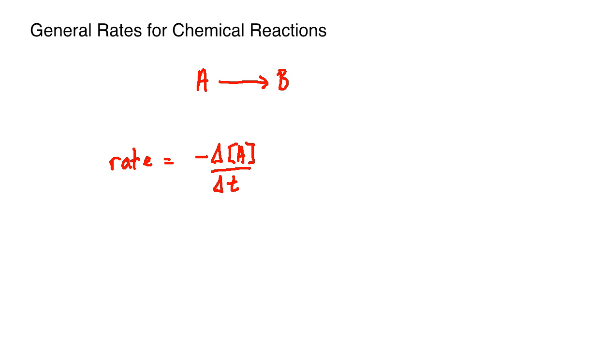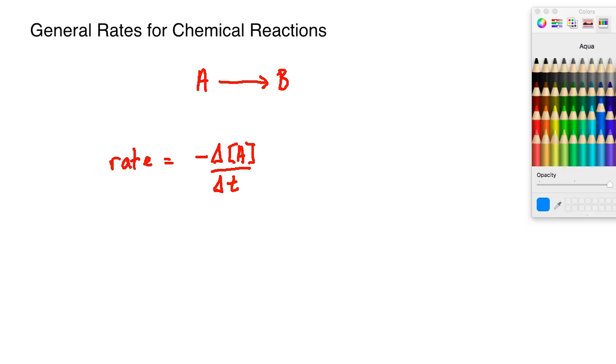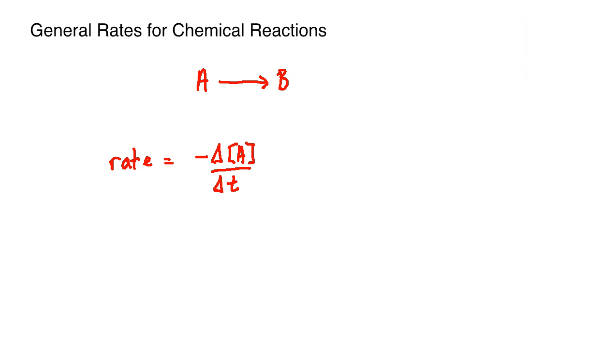Now, the delta, that triangle, means change in. So we're looking at the negative change in concentration of A, that is to say the disappearance or the decrease of A with respect to change in time. So that is one way that we can look at the kinetics of this reaction. Now, what about for B? Because B is forming, so it's going to be similar, but it does have some difference.